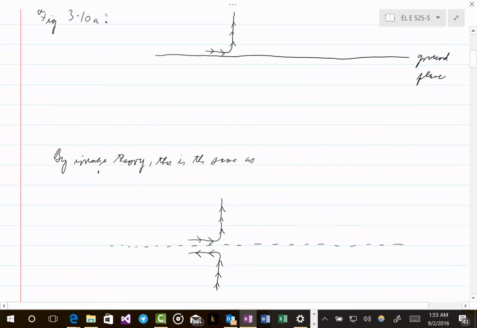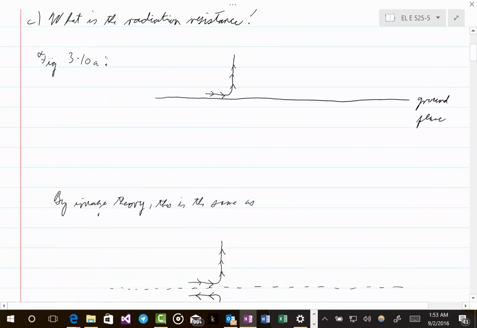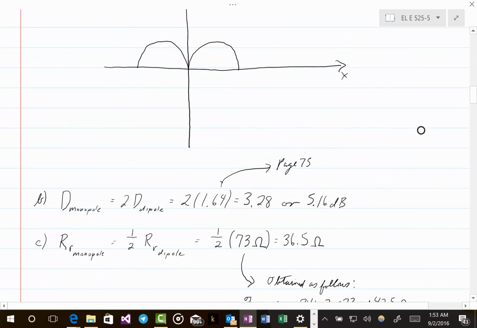The second part of this problem, the B part, was directivity, and the formula for the directivity of a monopole above a ground plane is twice the directivity of the dipole. And so this is just 2 times 1.64. That value for the directivity of the half wavelength dipole is from page 75. And so we get the directivity of the monopole is 3.28, or in dB, if we take 10 times the log base 10 of that, we get 5.16 dB.